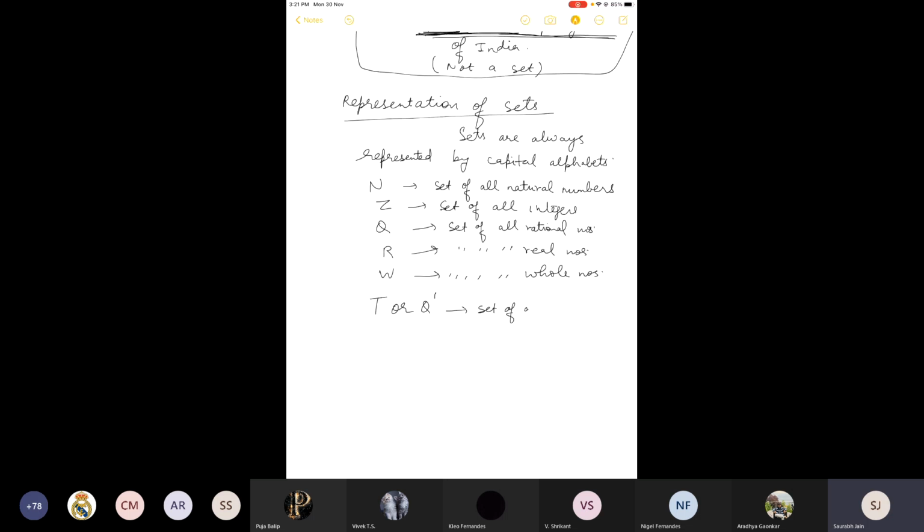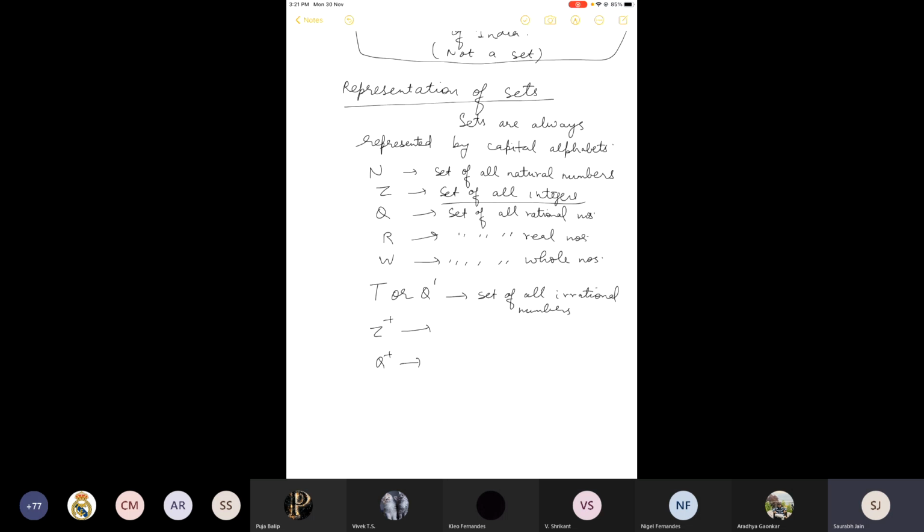Then sometimes they will write like this: Z plus, Q plus. Now you already know that Z is the set of all integers. So when they write this plus sign, which looks like a power, it is not anything like a power, it is just a notation, and you will understand that it is the set of all positive integers. Similarly, Q plus means the set of all positive rational numbers, because Q stands for rational numbers. Similarly, now you can understand the meaning of Z minus, Q minus, everything.